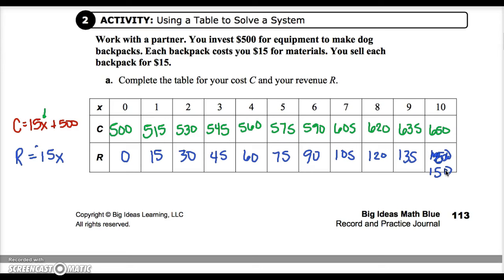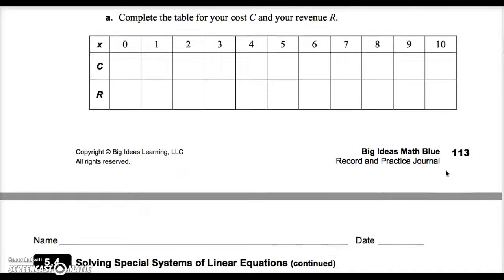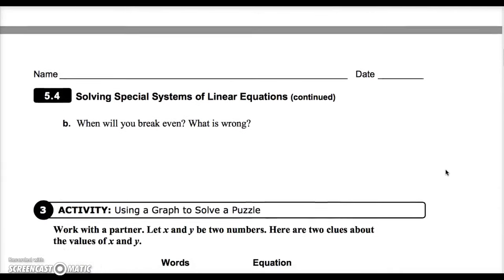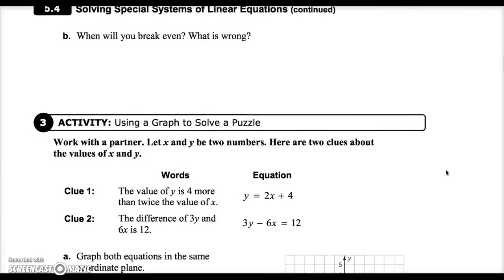Okay, so now we got a few questions to answer over on the next page, page 114. So B says, when will you break even? So if you look back at that table, is there a point that you notice where the cost and the revenue are the same? And if you look through that table, nowhere in there are they ever the same. So when will you break even? Never.